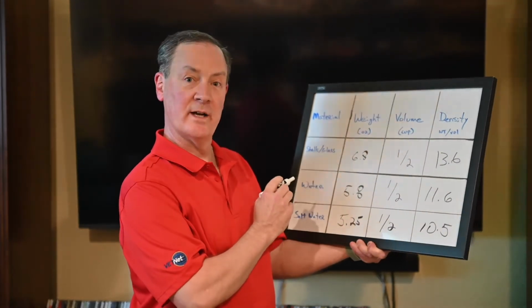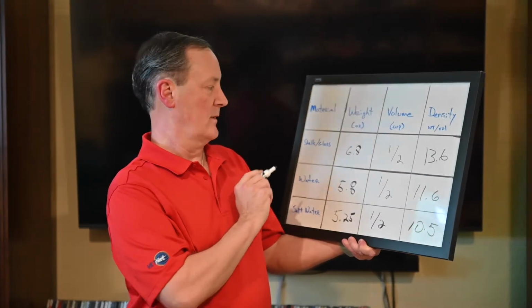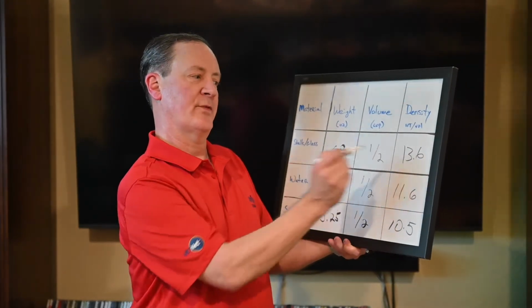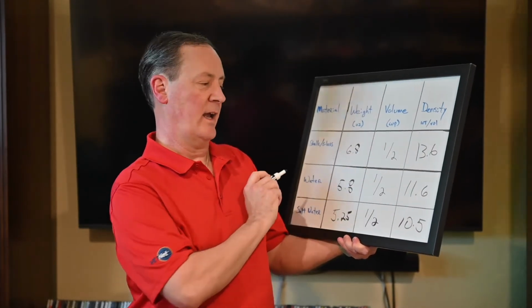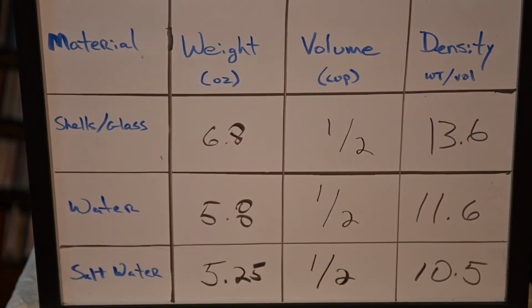So as we look at that, which material is the most dense? That would be our bottom sediment layer, the shells and glass, at 13.6. And then our seawater or salt water, which is a little bit less dense, and then our fresh water. Let's see how that comes out on the layers. Let's take a look.